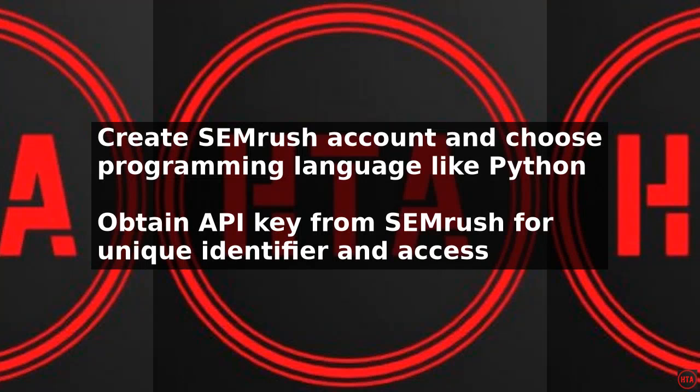Building a Semrush login involves several steps that require attention to detail and a basic understanding of programming concepts. To start, you need to have a Semrush account and a programming language of your choice, such as Python or JavaScript. First, you need to obtain an API key from Semrush, which will serve as your unique identifier and provide access to the platform's features.